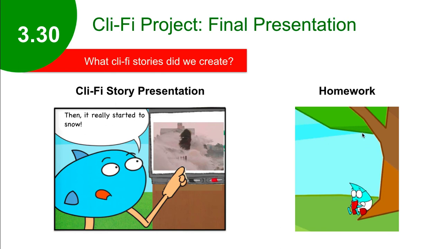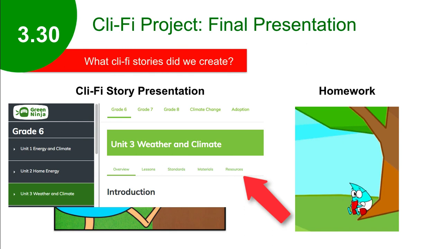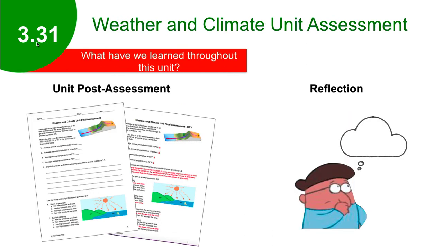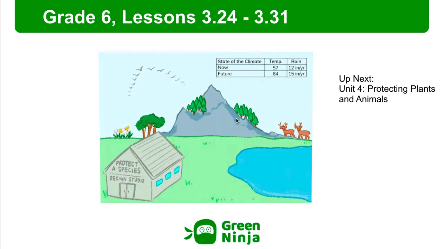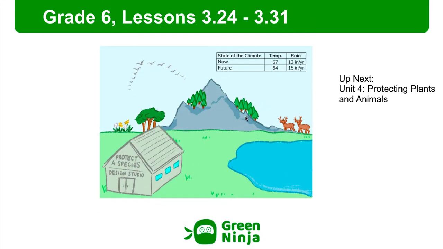So for homework, students can review their work so far, or they can complete the end of unit study guide. Now you can find that by clicking on the resources tab in the Unit 3 overview page on the Green Ninja Curriculum website. In Lesson 3.31, students begin by taking the unit assessment. And then once students have completed that assessment, we participate in a unit reflection, including further sharing and discussing of the stories, what we've learned, what we found hard to understand, and what we liked best about the unit. That's it for Unit 3. In Unit 4, we take a deep dive into the effects of climate change on plants and animals.